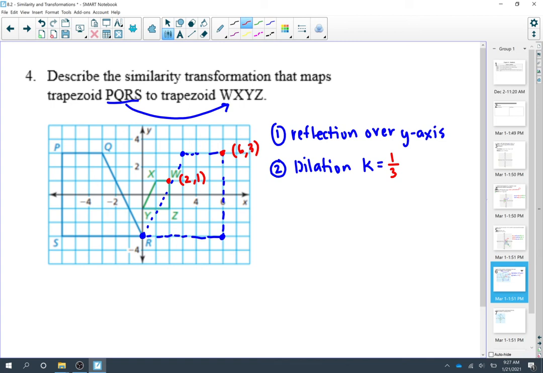If we test that out on another point, I could do point Z. This point is at 6, -3. This point is at 2, -1. If I divide this by 3, I get 2. If I divide this by 3, I get -1. It looks like it works. So over here, step 1 and step 2 would be your similarity transformation.